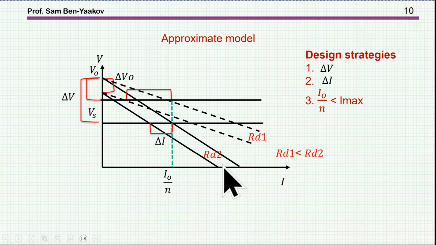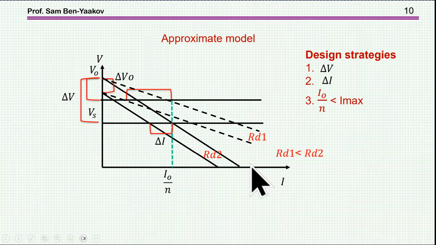So the approach for designing a system like this can be based on 3 starting points. Either we want a certain delta V, that is, we want a maximum of change, or a certain delta I, or in some cases we like to make sure that the current of each power supply is lower than the I maximum. That is, we don't care if they are equal, but we don't want the current of each one of them to be larger than allowed.